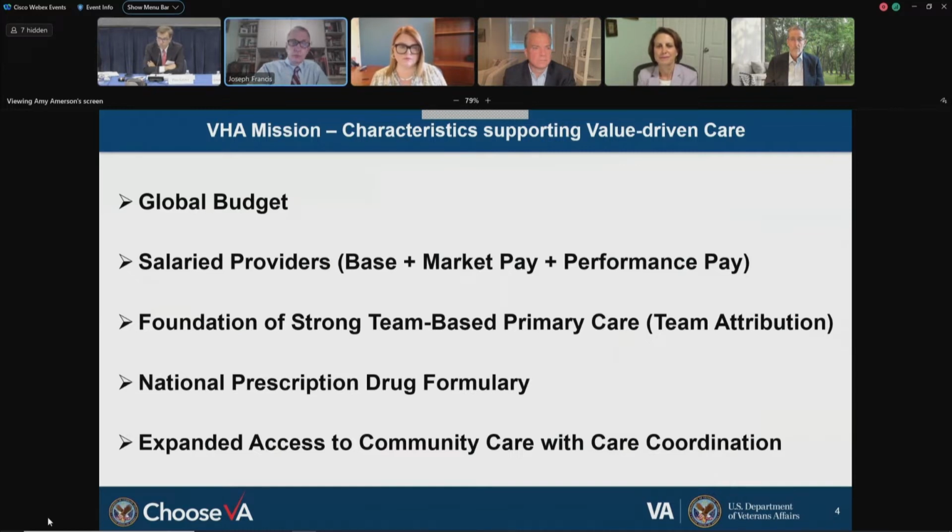Other things that we work with is a national prescription drug formulary. And we have a growing presence in the community. We're becoming both a payer as well as a provider, and a lot of care coordination by our own physicians, nurses, and other clinicians is part of that piece. Let's go to the next slide.